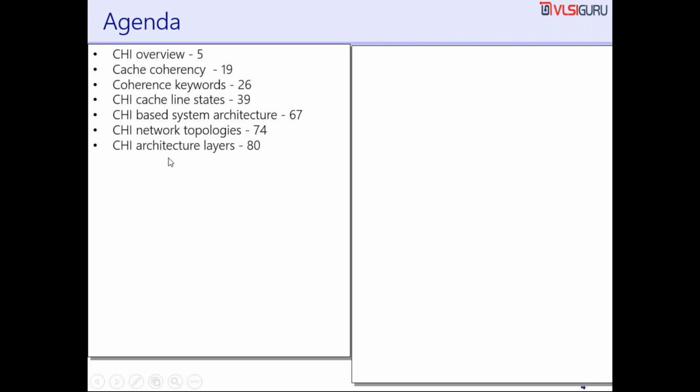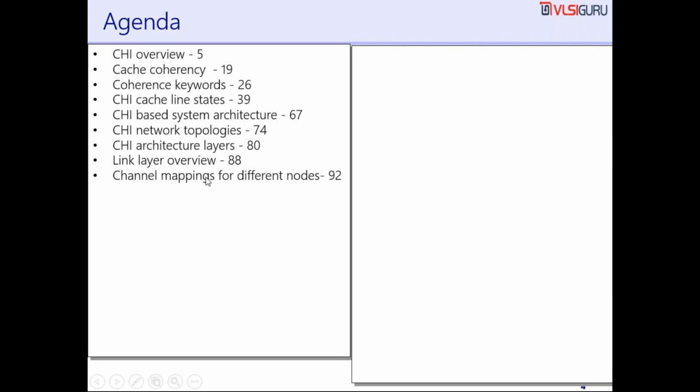Then we'll talk about different layers in the Chai topology. It could be the network layer, link layer. So we'll touch upon all those layers and what are the different types of packets that are used at each of these layers. Then we'll initially start with the basics of link layer.